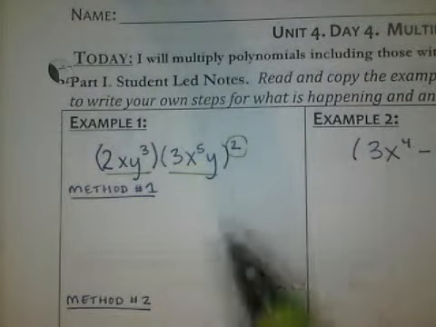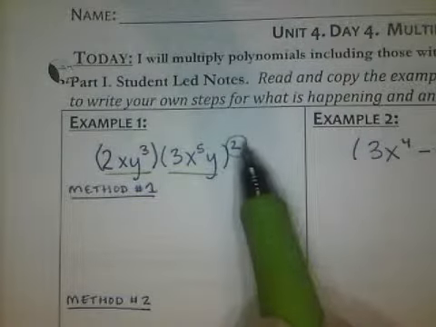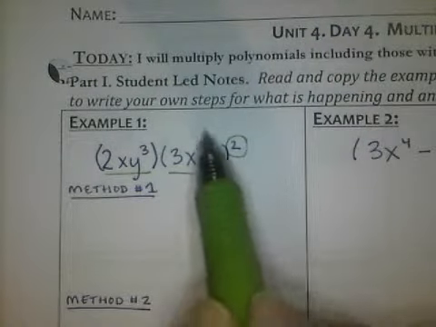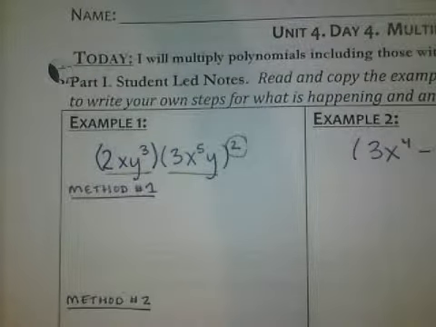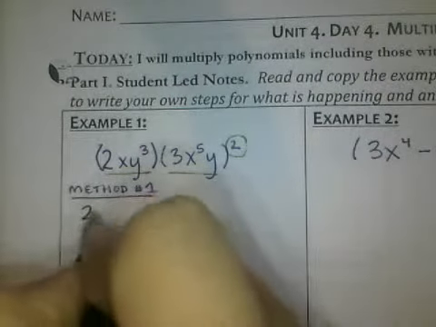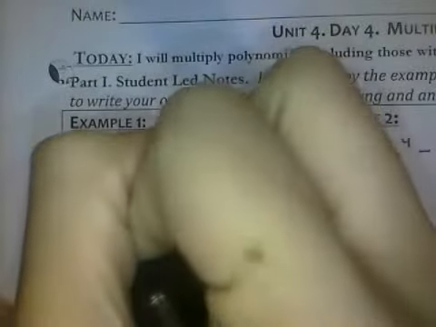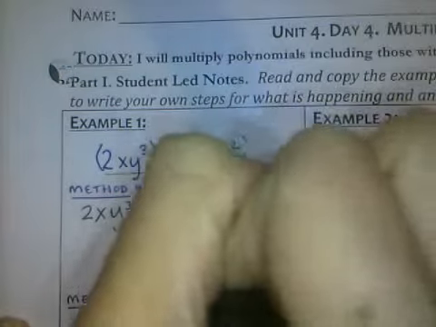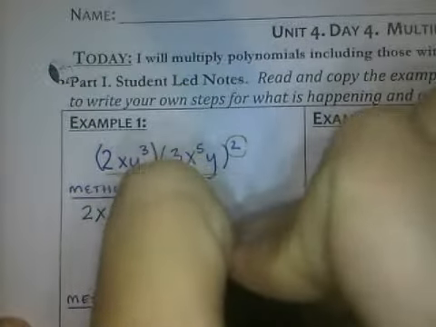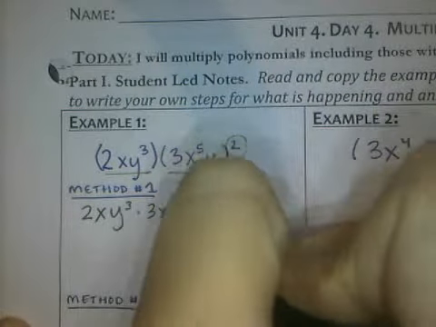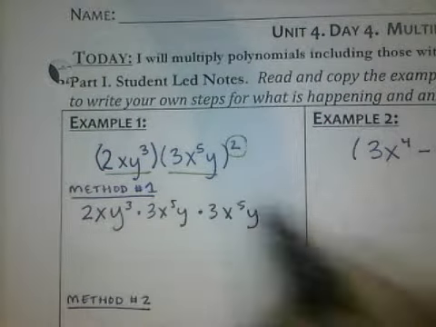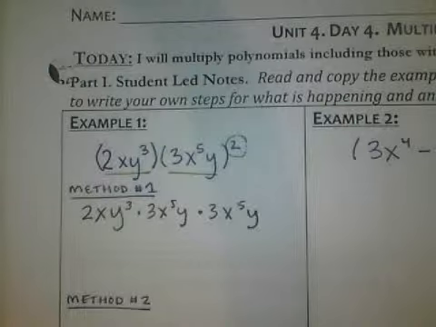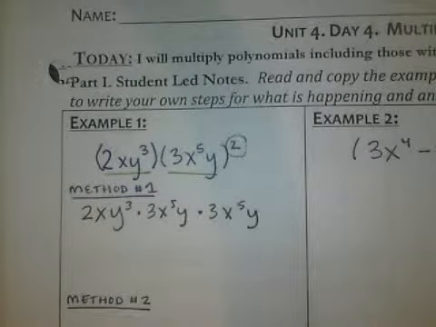The intuitive way to multiply these is to remember that a squared means that we're taking this term and multiplying it 2 times. So I could rewrite this problem thinking about it this way: 2xy cubed times 3x to the 5th y times 3x to the 5th y again. And now, because we're multiplying, we don't really need like terms to multiply. We just multiply each piece by its corresponding element.